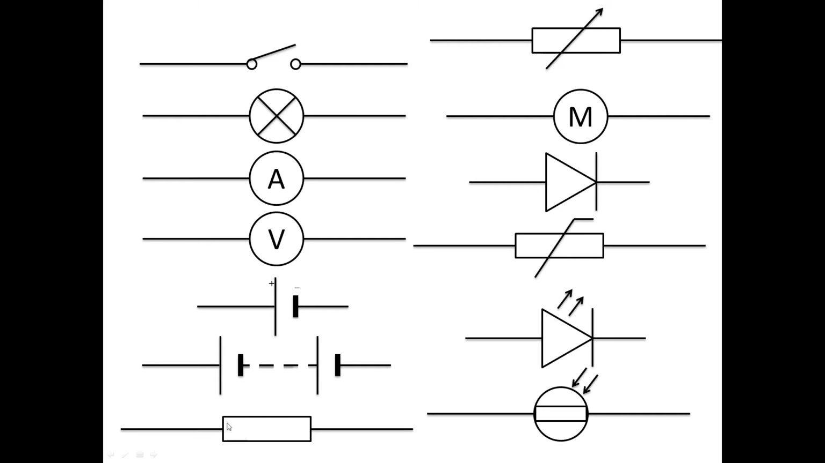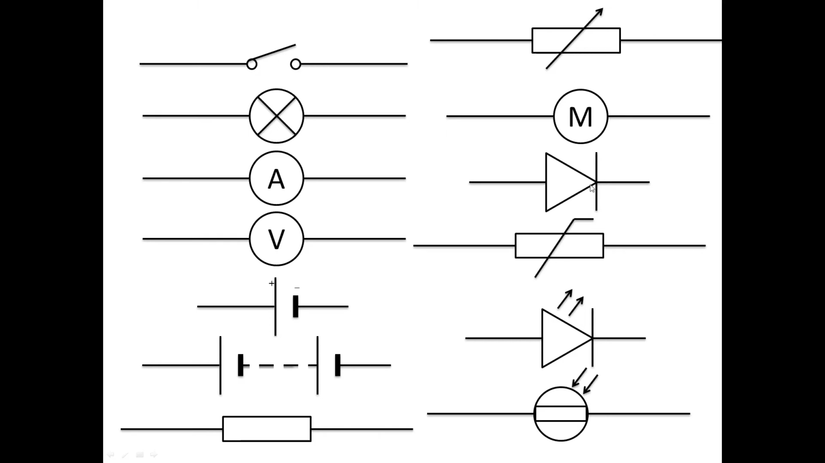Next symbol is for a resistor. Resistors always have this rectangular shape to them. This is a simple resistor, so it's just a simple rectangle. Moving up to the top on the right, this is a resistor, but it is variable. This is a variable resistor, and that's represented by this arrow to show that it changes. Another simple symbol, an M in a circle, is a motor.